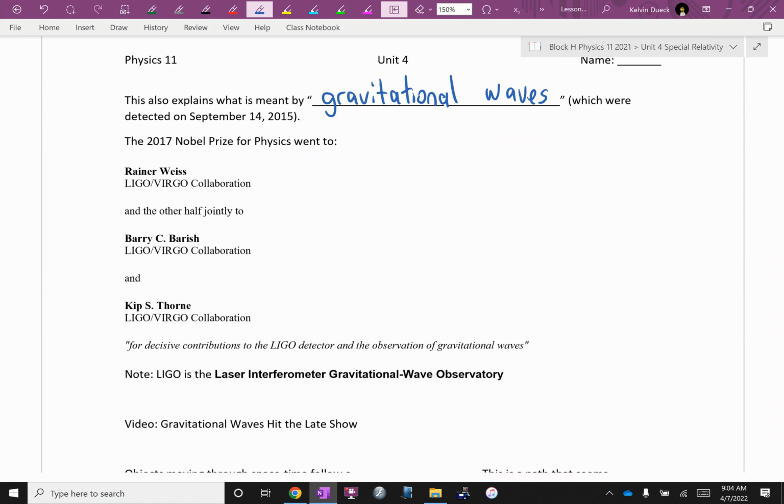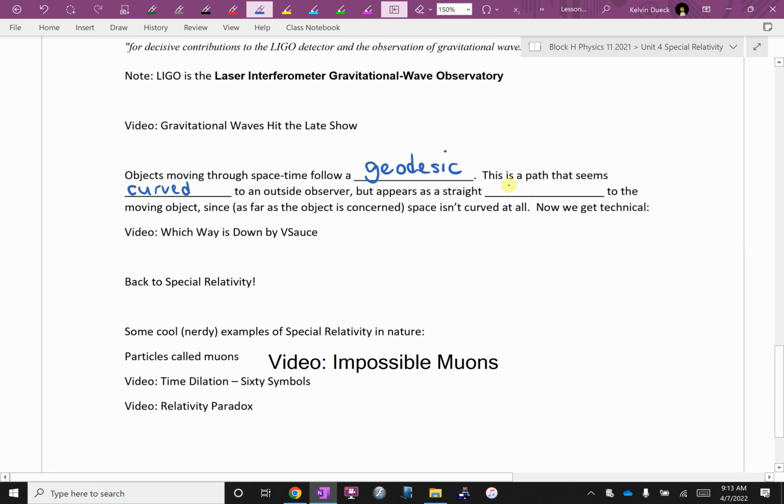Objects moving through space follow, we have a fancy name, we call it a geodesic. What's a geodesic? This is a path that seems curved to an outside observer, but appears as a straight line to the moving object following the path. Since, as far as the object is concerned, space isn't curved for them, it's curved for the observer.